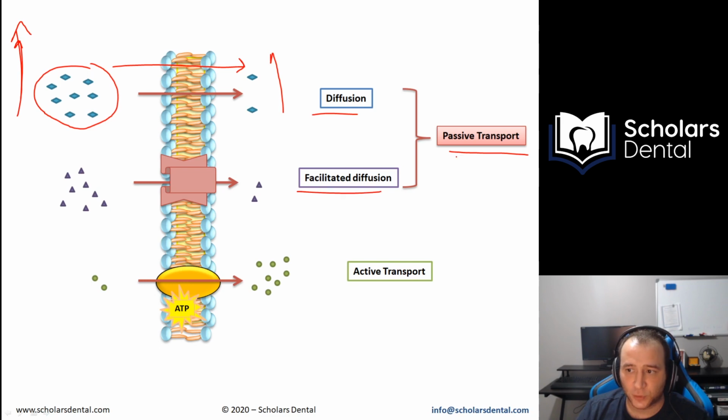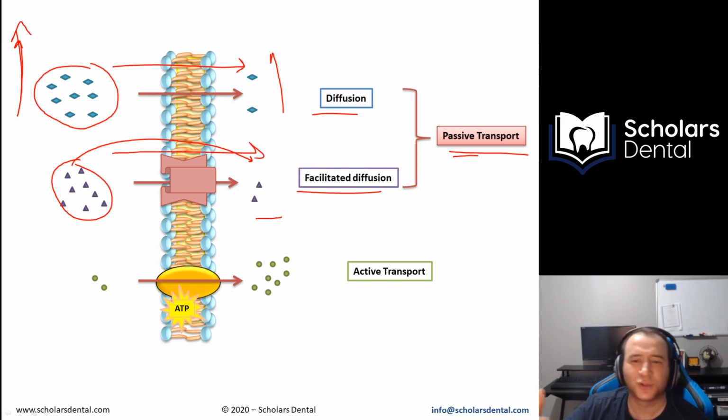Facilitated diffusion is also passive because it's using the direction of concentration. So if there's more here and less here, then it's going to use that force. It's going to use that flow, so it doesn't need energy. However, they're not lipid soluble and they can't pass through the membrane. They have to use a protein channel or a carrier, which means the system can be saturated because these channels or carriers could be full.